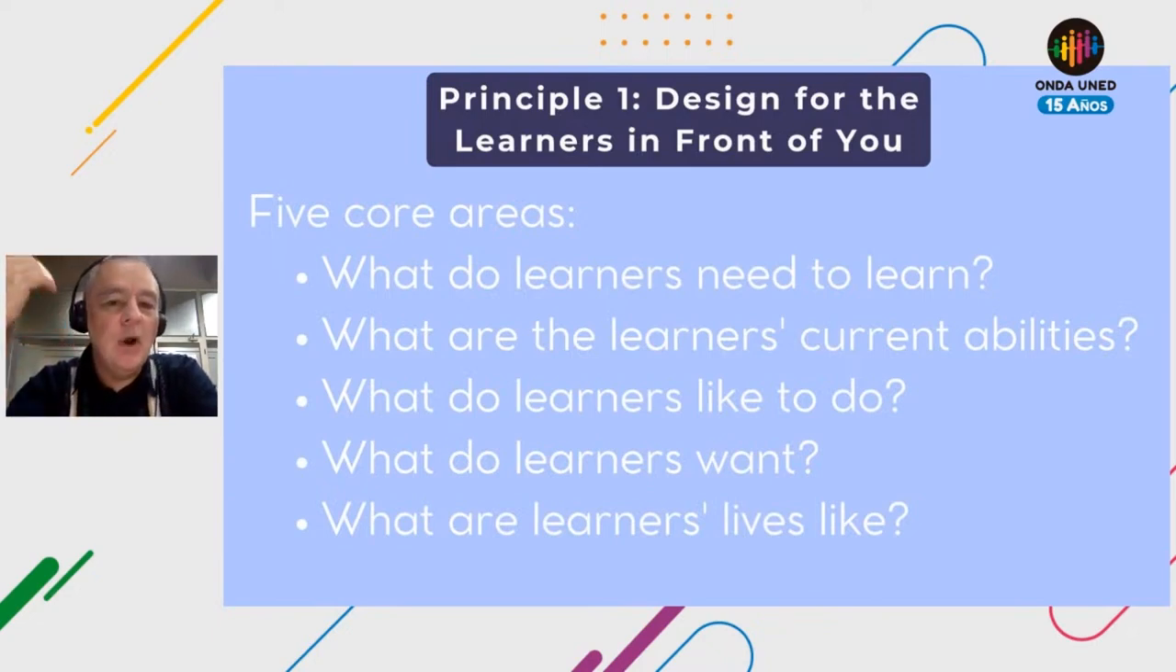So when we take into account what they want, when designing a task, we can try to make the gap between these two things smaller. We need to try to make these two things compatible. I don't know if I'm explaining myself. It's important that you make the difference between what they need and what they want, and take into account what they want. And what are learners' lives like?